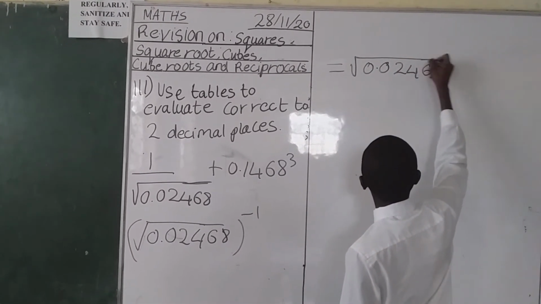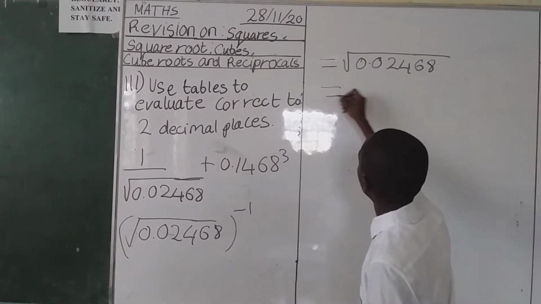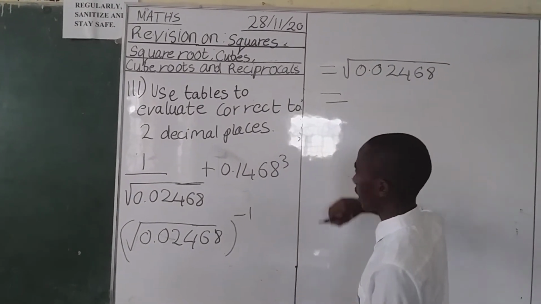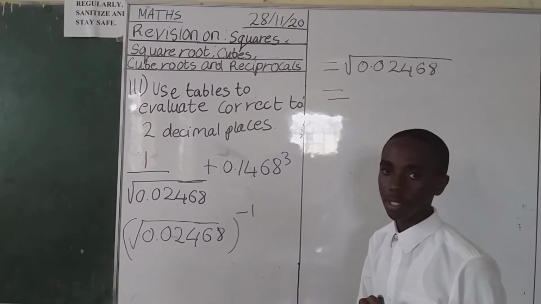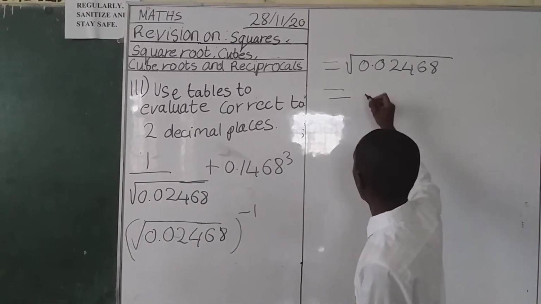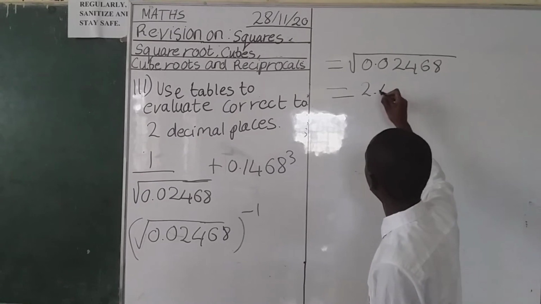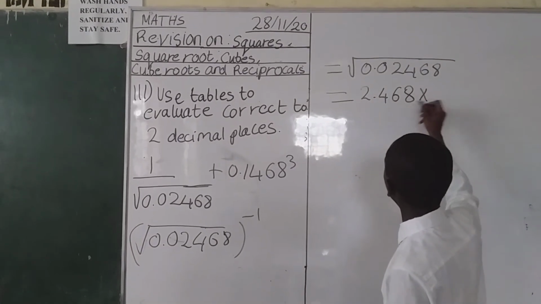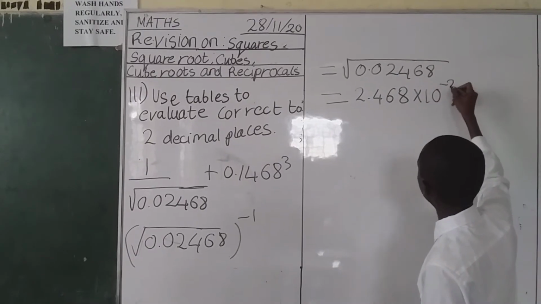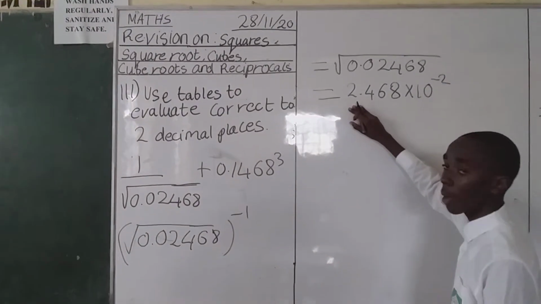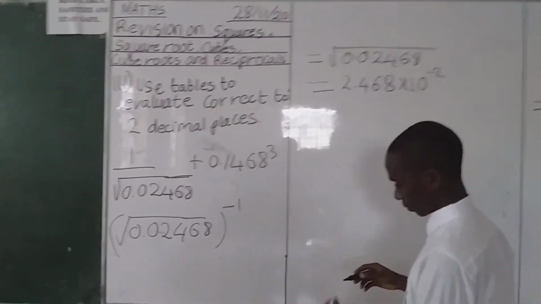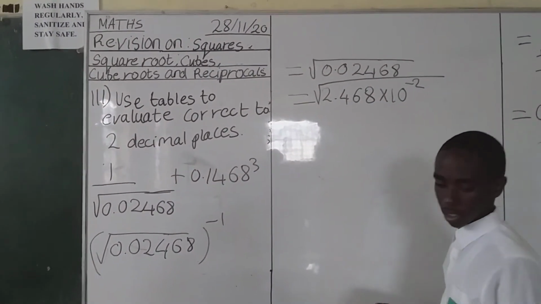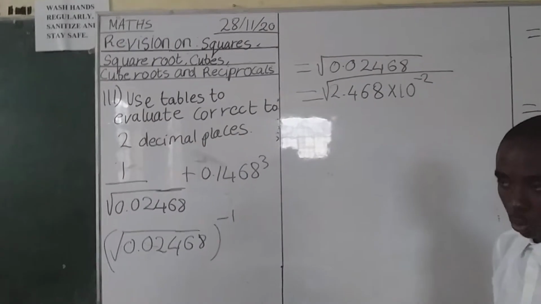So as to be able to read it off our mathematical tables, we'll express it in the form a times 10 raised to power n, where we have 2.468 times 10 raised to power negative 2. We are making a small number bigger. So this is the square root. We should remember that.